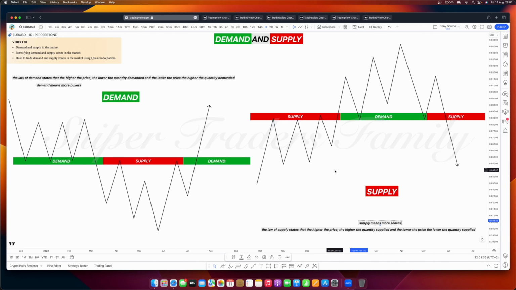With respect to the financial market, when we say more buyers, how do you spot more buyers in the market? How do you spot that there are a lot of buyers here? You can only do that by looking at the candles and looking at how price is rejecting at a particular area. I drew this illustration here to show you this.